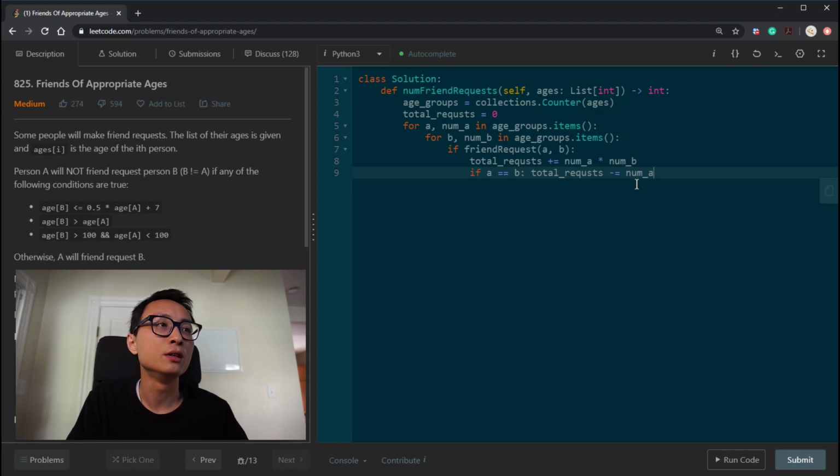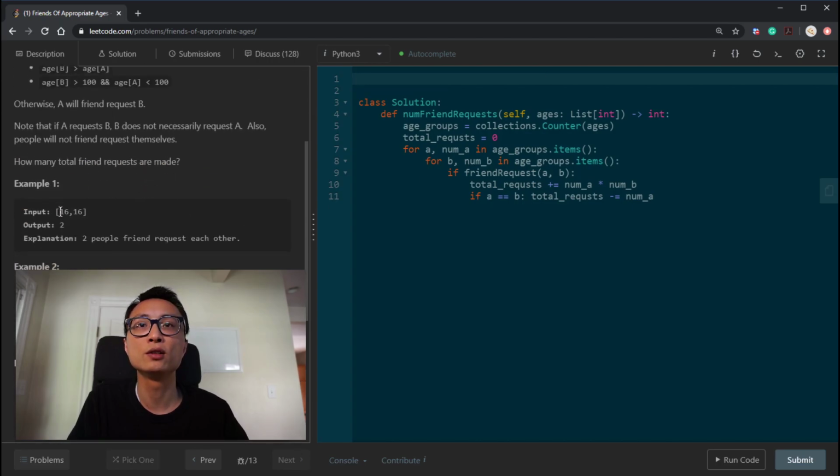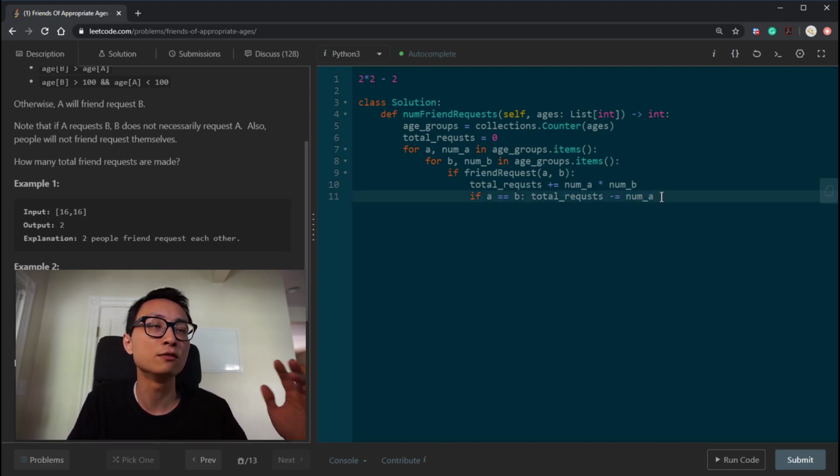So we just subtract the number here, because let's just look at this. If we have two people with age 16, so num A multiplied by num B is going to be 2 multiplied by 2, and within those we have two that are self requests, so we need to subtract that. That's why we first add those up, and then if we find they are the same age, we just subtract the double counted stuff there. After that, we should just return the total requests.